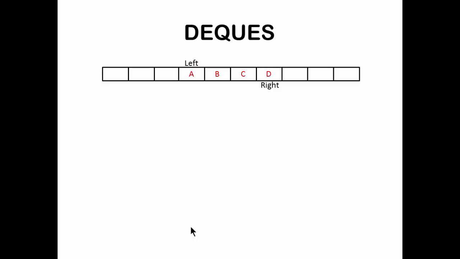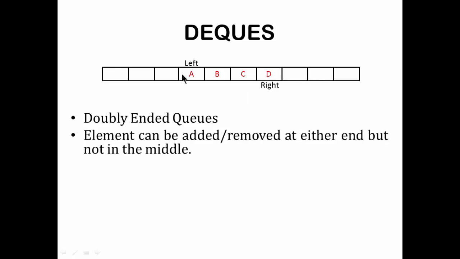Decks. Now decks is a data structure which is also called doubly ended queues. What happens in the case of decks is that we can insert or remove the elements from both the ends. So we can insert from the right hand, we can delete from the right hand, we can insert from the left hand, and we can delete also from the left hand. So both the operations can be performed from both the ends, but we cannot insert and we cannot delete any element in the middle. Insertion and deletion can be done from both the sides at the ends.